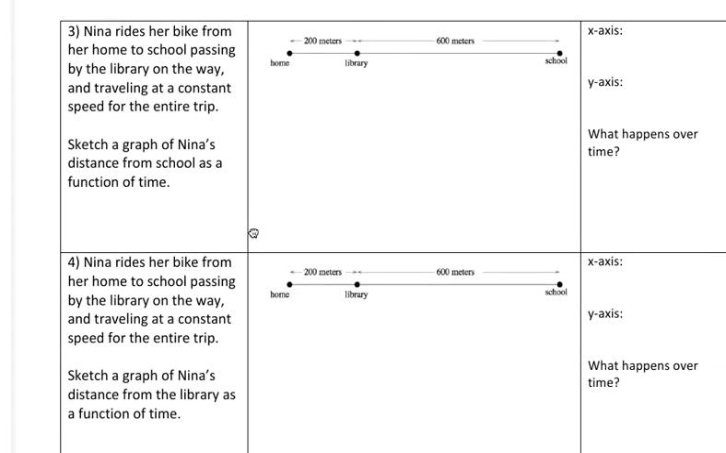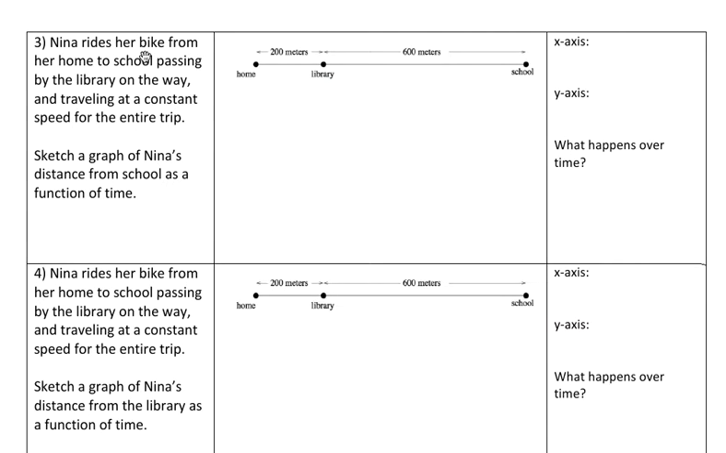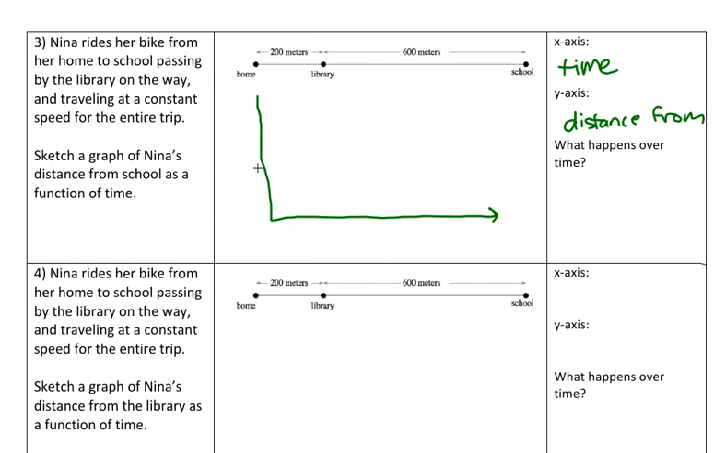All right, so it says Nina rides her bike home from her home to the school, passing by the library on the way, and traveling at a constant speed for the entire trip. We're going to sketch a graph of Nina's distance from school as a function of time. So that means our input is time. So when we create this graph, our x-axis will be time, and our y-axis will be distance from, what did we say, distance from school. Okay, so this is time, and our y-axis would be distance.